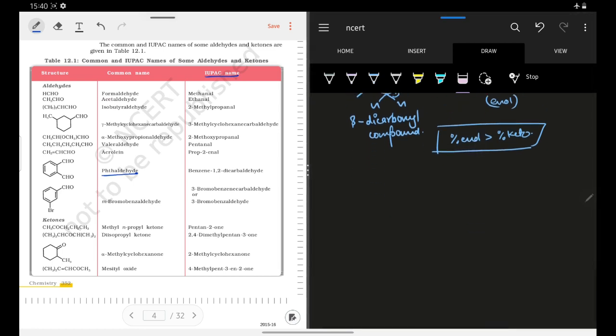Suppose I give you phthalaldehyde, how can you remember it? If you know the structure of phthalic acid. What is phthalic acid? Phthalic acid is this one.